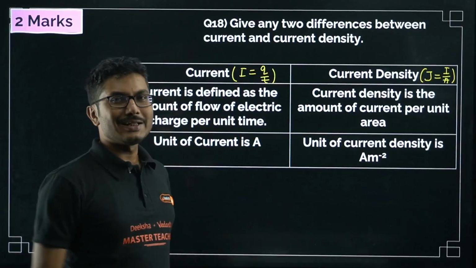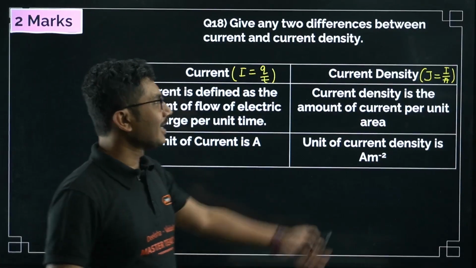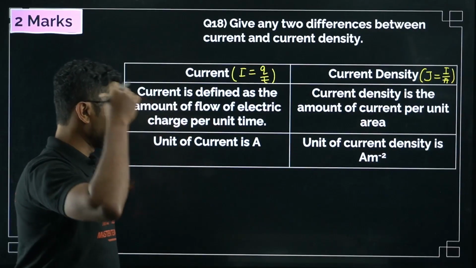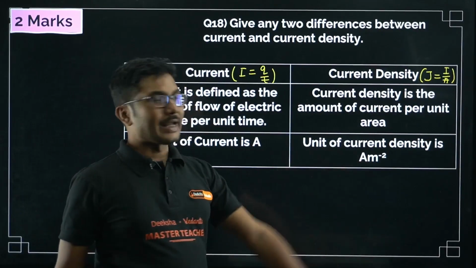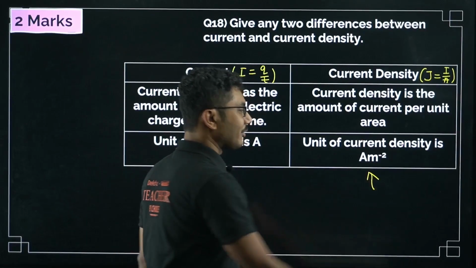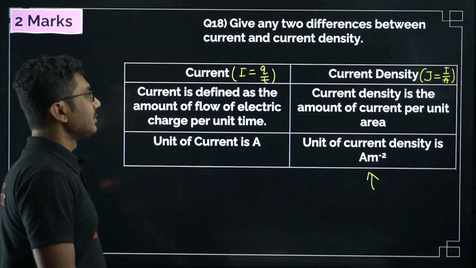So the current is charge per unit time, current density is current per unit area. Its SI unit is ampere, its SI unit is ampere per meter square. This is based on this, and 1 marker question also came in last year. So this is also important.